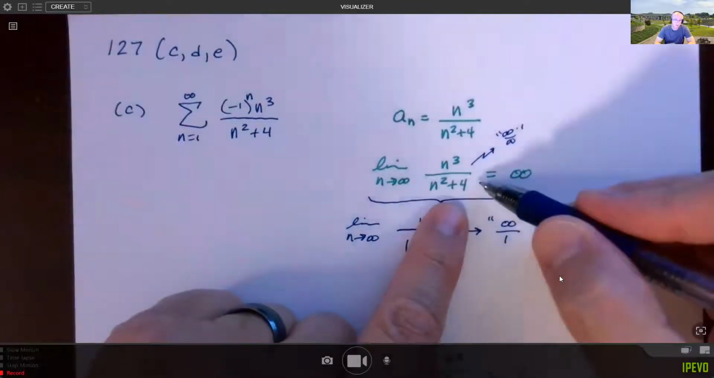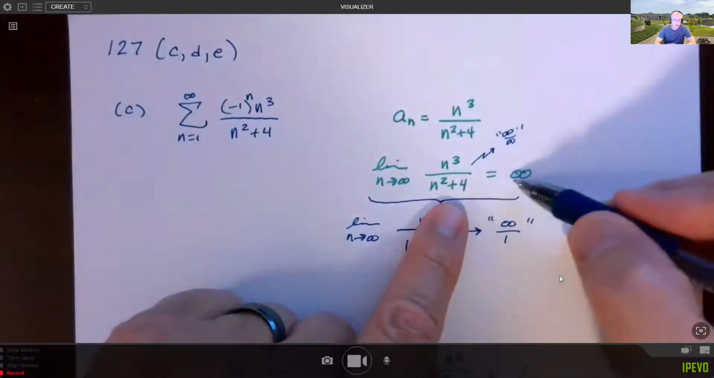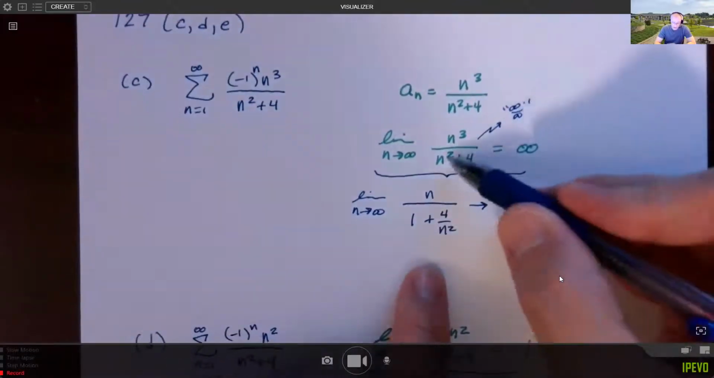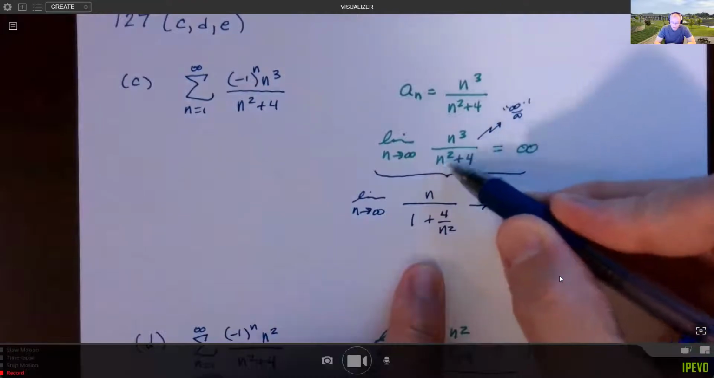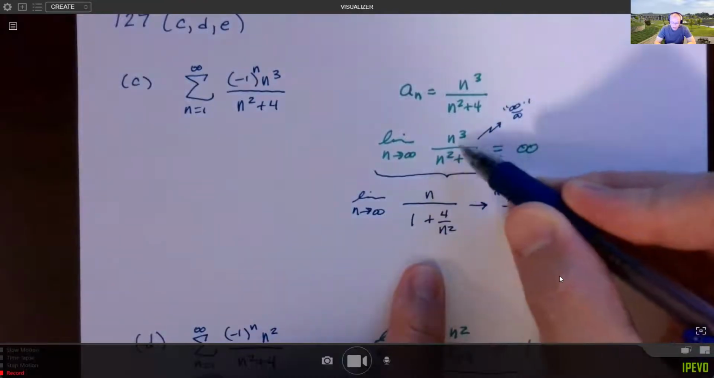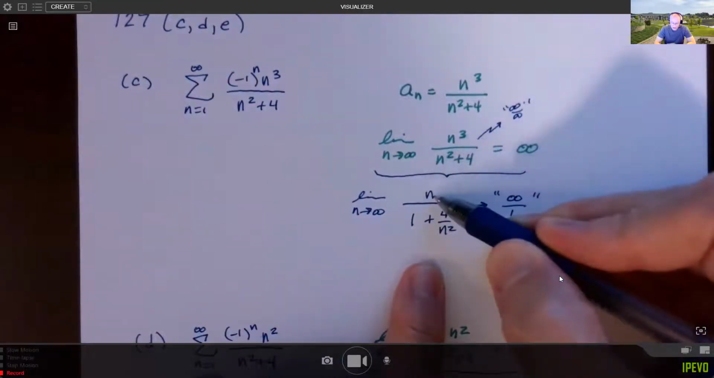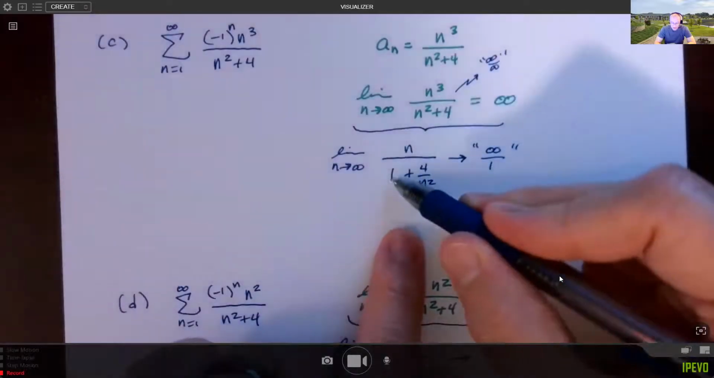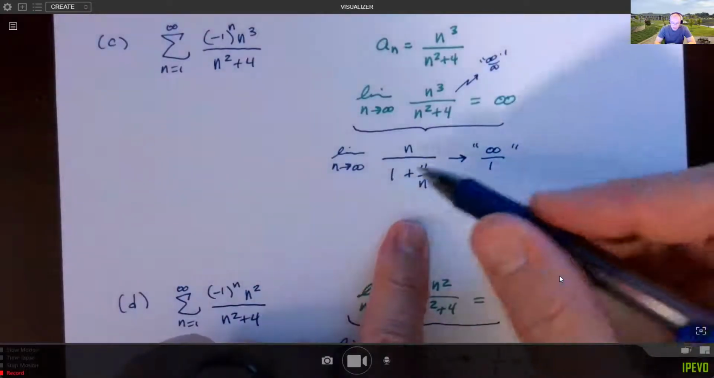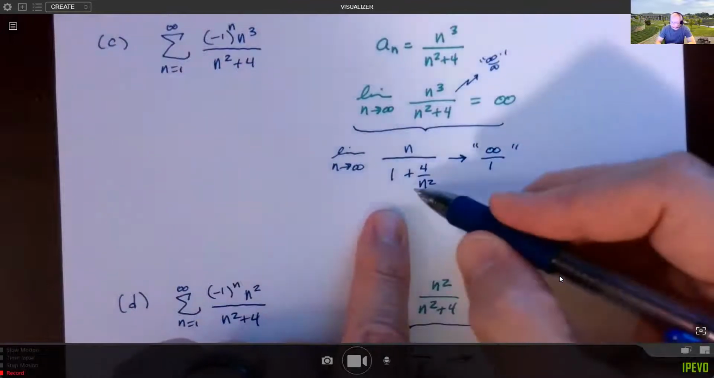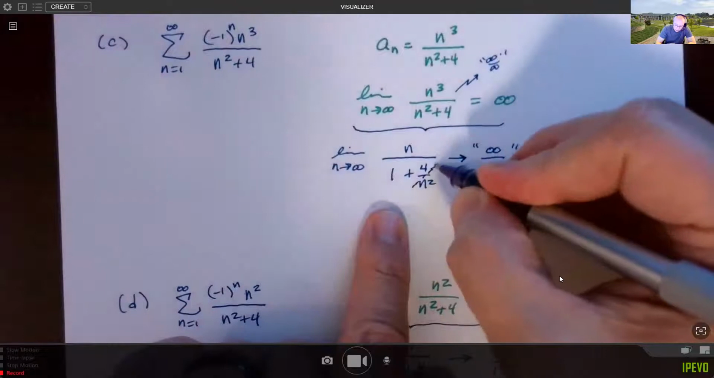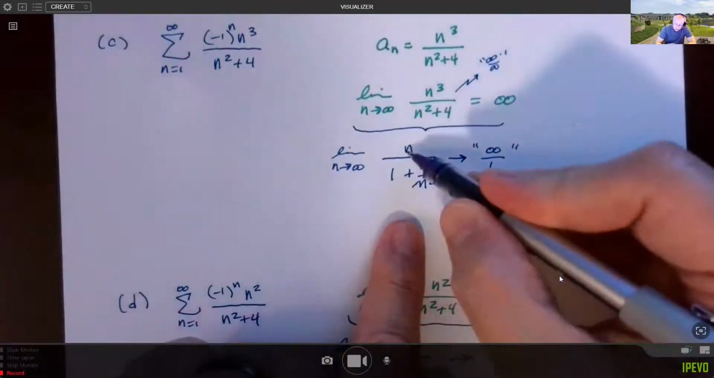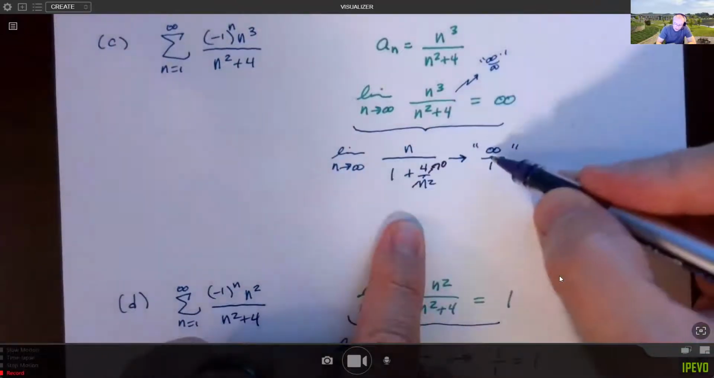You can use L'Hopital's rule a couple times to get there. You can also divide the numerator and denominator by the highest degree term in the denominator, which is n squared. If I divide n cubed by n squared, I get n. n squared divided by n squared is 1. 4 divided by n squared is this. Now as n goes to infinity, this thing right here is clearly going to 0, and I'm left with n over 1, but as n goes to infinity, that's going to infinity.